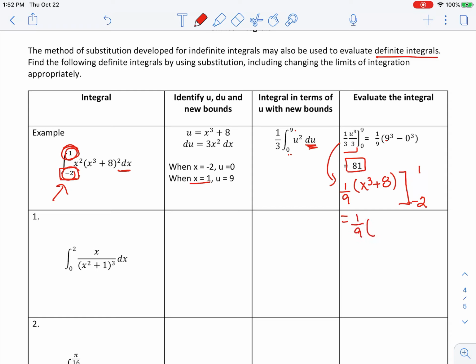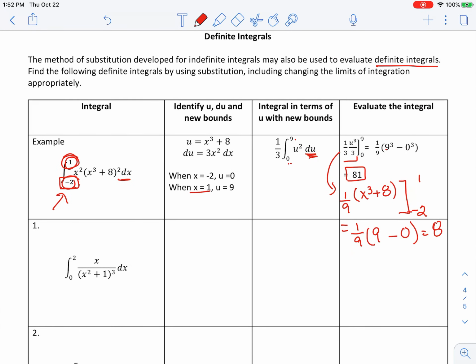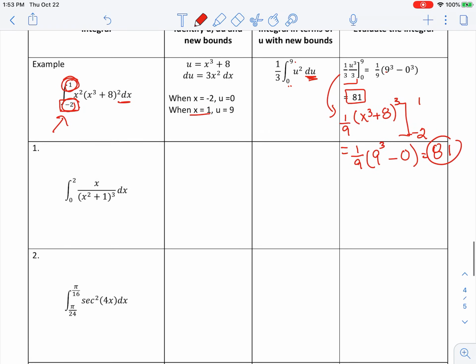So I'm going to pull out a 1/9. If I plug in a 1 here, this is 9. Minus, if I plug in a negative 2, this is 0, which also gives you 80. Oops, I forgot to cube it here. This is 9 cubed. This is also 81. Okay, let's try a couple of these.